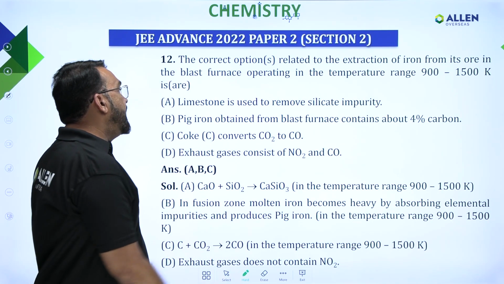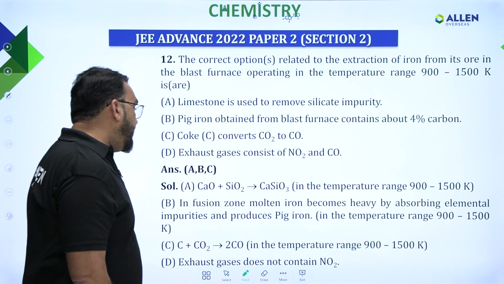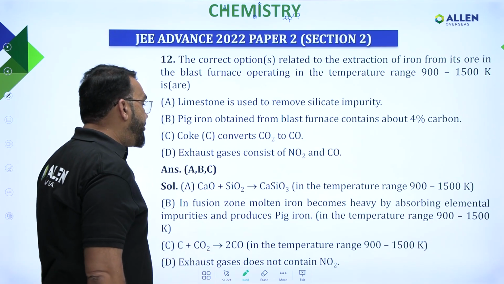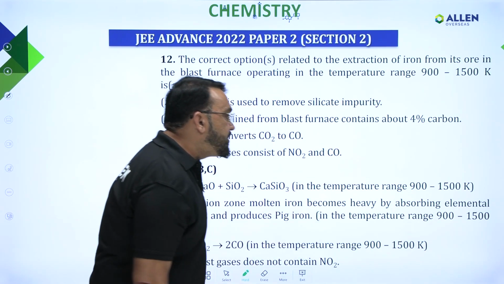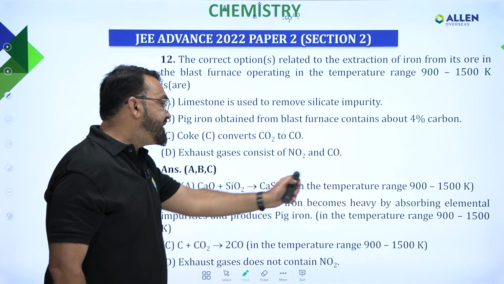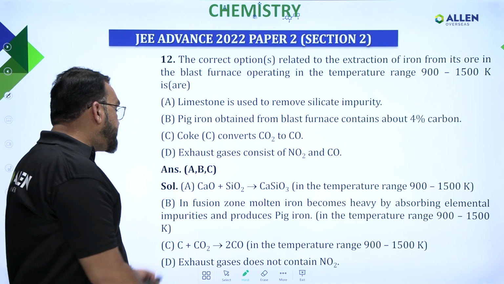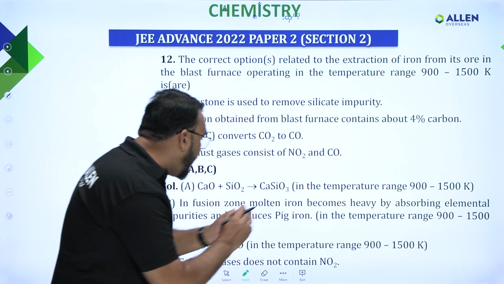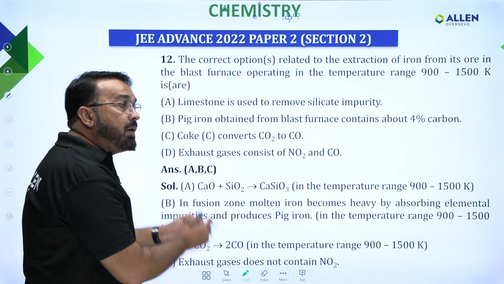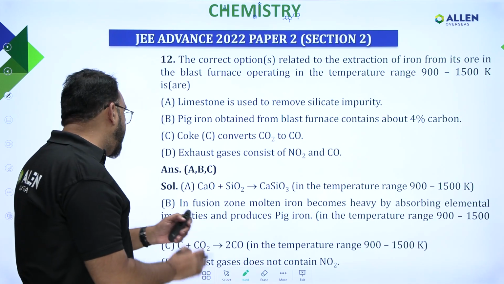Here you can see that option A says limestone is used to remove silicate impurity. That is, calcium oxide combines with silica to give calcium silicate in the temperature range of 900 to 1500 Kelvin. Calcium silicate is your impurity. Right, students? Then option B says that in the fusion zone, molten iron becomes heavy by absorbing elemental impurities and produces pig iron in the temperature range of 900 to 1500 Kelvin.